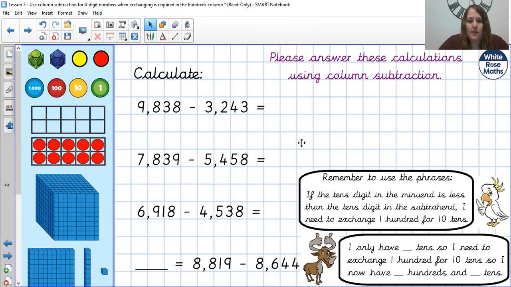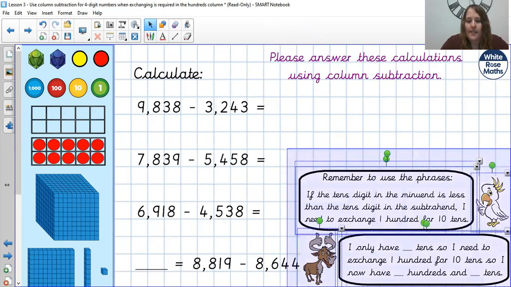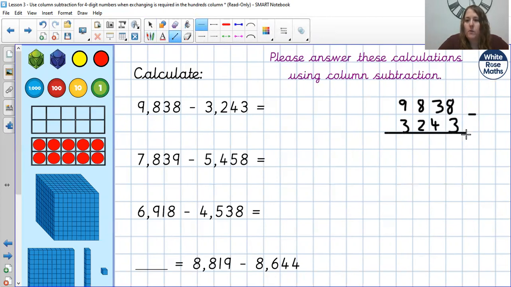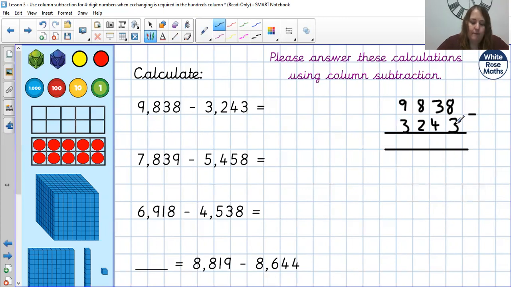Okay, brilliant. So I'm just going to get rid of Colin and Coco for the moment because I need that space. And we're going to start then with 9,838. And I'm going to be subtracting 3,243. So 1 digit per square, popping my ruler lines in for my equals sign, and then I get started in the ones column. 8 take away 3, 3, 4, 5, 6, 7, 8 is 5.